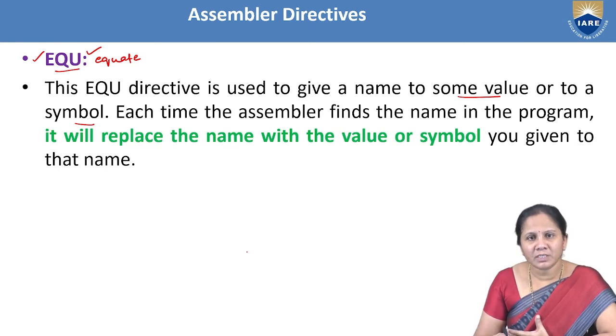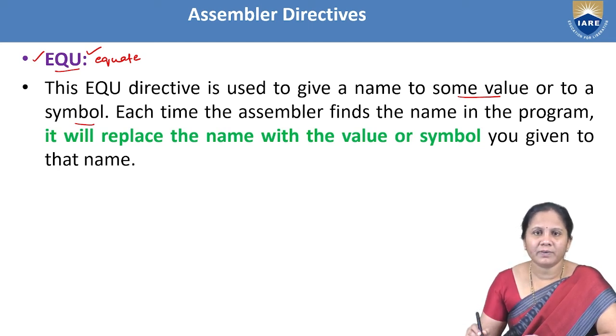So wherever the name or the symbol is there in the program, that symbol or name will be equated to the value you give at the starting. No need to go through all the steps and change the value wherever the variable is. Once you change the value at the starting, throughout the program, wherever that particular name or symbol is, it will be changed to that particular value.